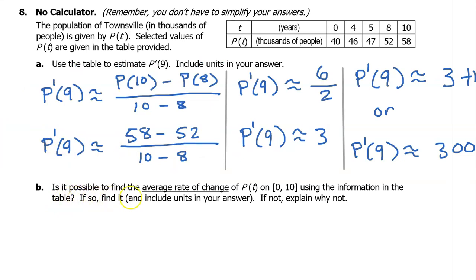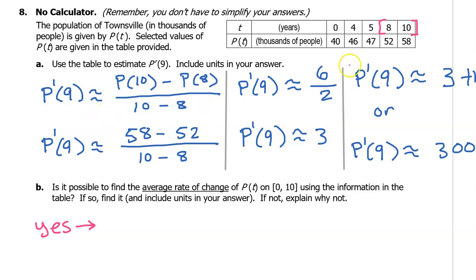Part B. Is it possible to find the average rate of change of P of t on the interval from 0 to 10 using the information on the table? If so, find it and include units in your answer. If not, explain why not. The answer is yes, we can find the average rate of change of P of t on this interval. In fact, we just found an average rate of change a moment ago. In order to estimate the value of P prime at 9, we found the average rate of change on the interval from 8 to 10, and we used that as our approximation.